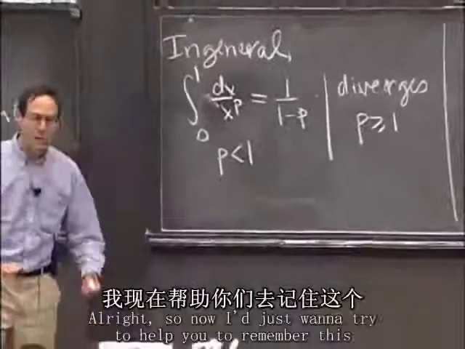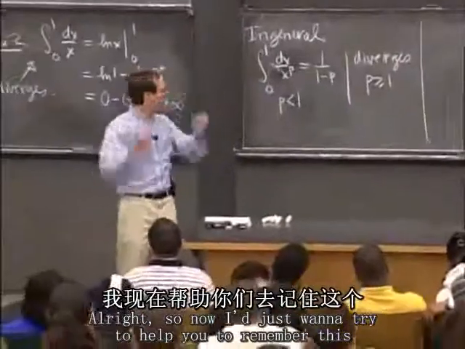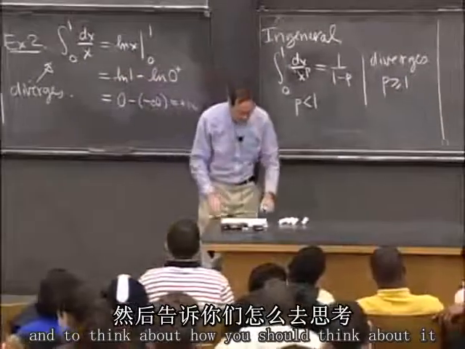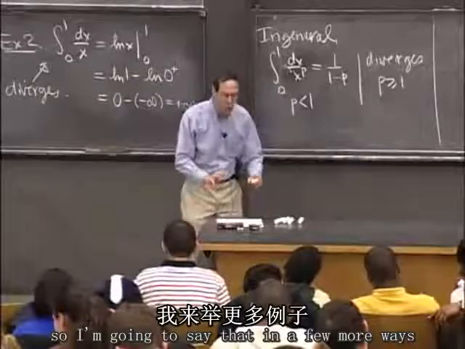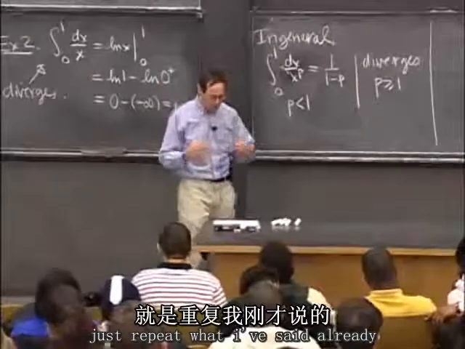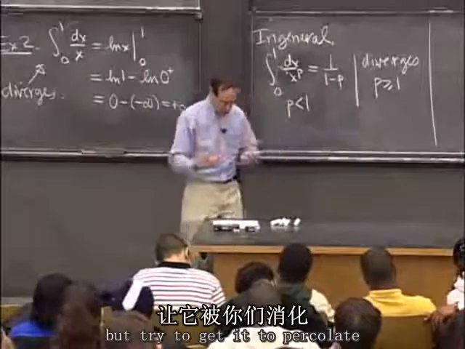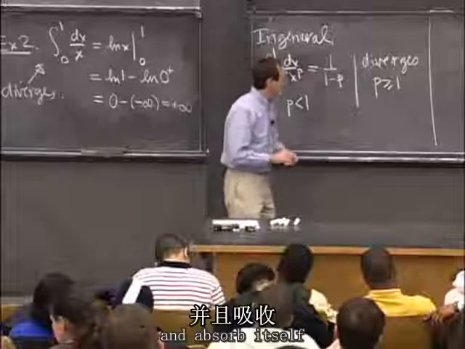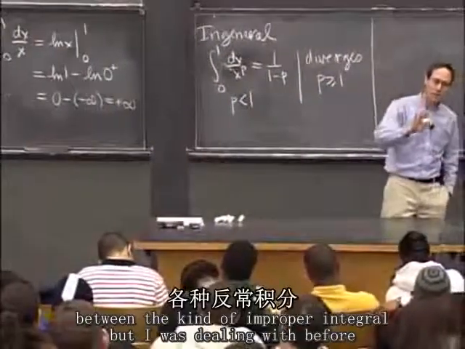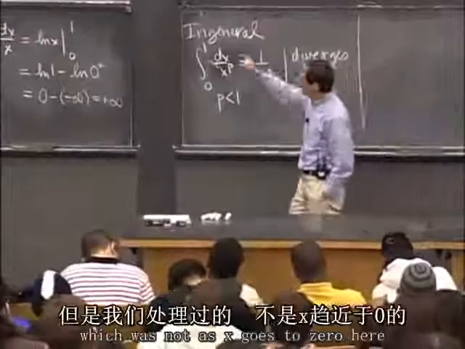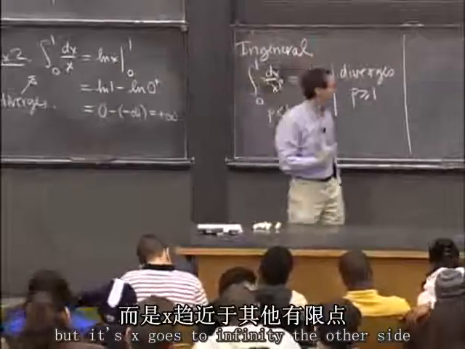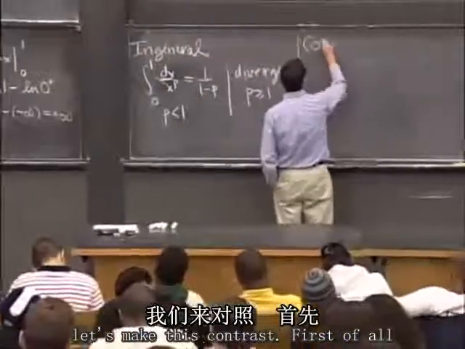All right? So now I just want to try to help you to remember this and to think about how you should think about it. So I'm going to say it in a few more ways. Just repeat what I've said already, but try to get it to percolate and absorb itself. And in order to do that, I have to make the contrast between the kind of improper integral that I was dealing with before, which was not as x goes to 0 here, but as x goes to infinity, the other side. So let's make this contrast.